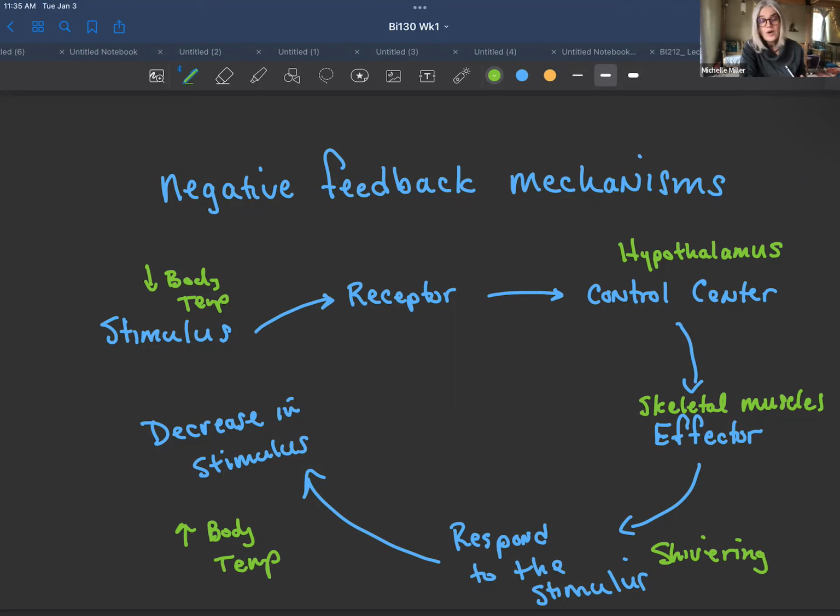We could also look at what happens if your body temperature gets too high, and that would be causing you to sweat. So if your body temperature is too high, you would then send a signal to your sweat glands to start producing sweat, and then you would have evaporative cooling. The body heat would be released as your sweat evaporates off the surface of your skin and cools down your body. So this is an example of a negative feedback mechanism.